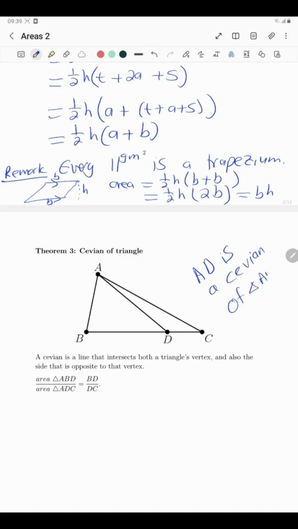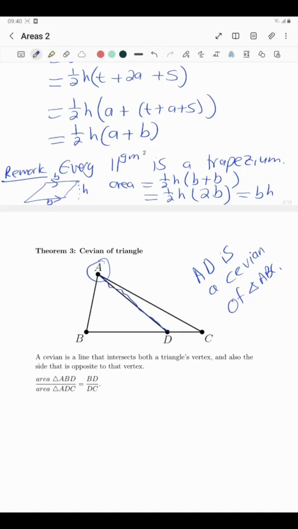of triangle ABC. Why? Because a cevian is a line that intersects both a triangle's vertex and the opposite side. So in this case, AD passes through vertex A and also the side that is opposite to that vertex. So you see that point D is on line segment BC. So it satisfies the definition of a cevian. Now, in this case, you can see that the cevian AD divides a triangle into two parts, the triangle on the left and the triangle on the right.